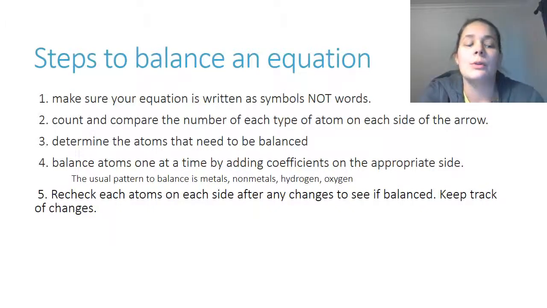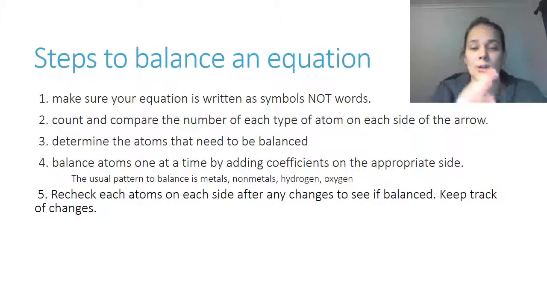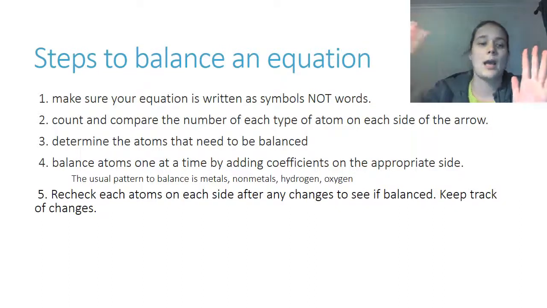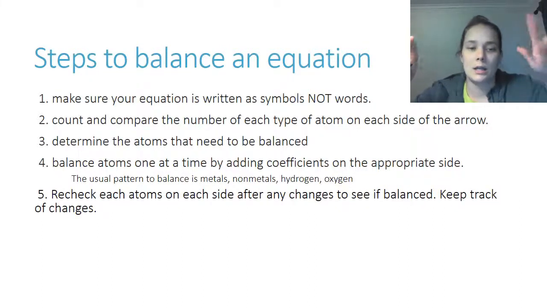What you need to do for step 2 is to count and compare the number of each type of atom that you have on each side of the arrow. So this is where we split our reactants and our products. We put the line down the middle, count how much you have of everything in this side, count how much you have of everything on this side.